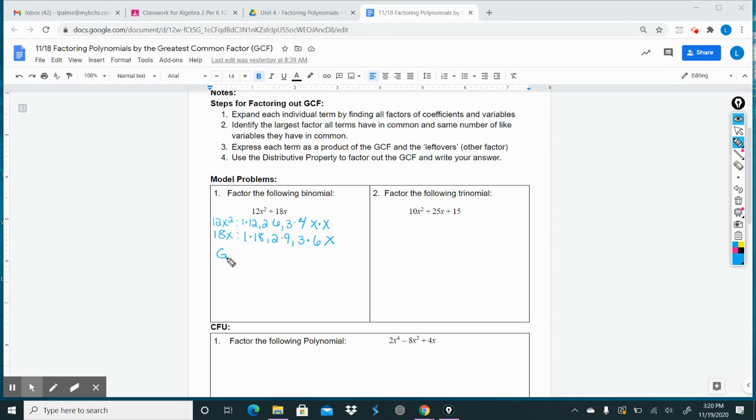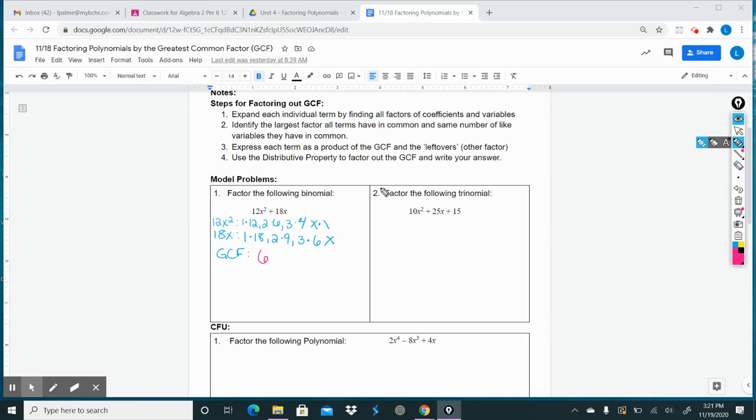Now looking at all my coefficients' sets of factors, I want to identify the largest factor all terms have in common and the same number of like variables they have in common as well. So they have 1 in common, 2 in common, 3 in common, and also 6. Now, the largest factor they have in common is the 6. That's the largest. So I'm just going to get rid of my circles here.